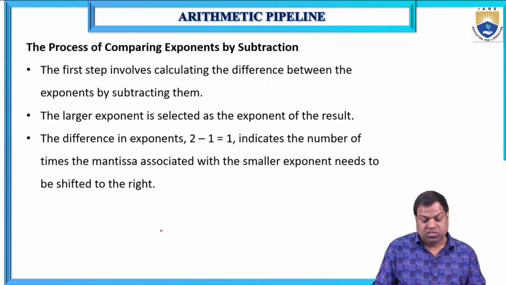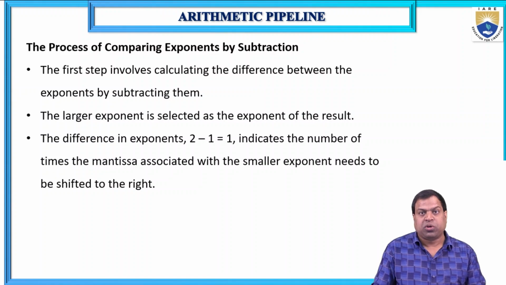The process of comparing the exponents by subtraction: the first step involves calculating the difference between the exponents by subtracting them, and the larger exponent is selected as the exponent of the result. And the difference of exponents is 2 minus 1. What is the exponent value? We are taking it as a minus b.